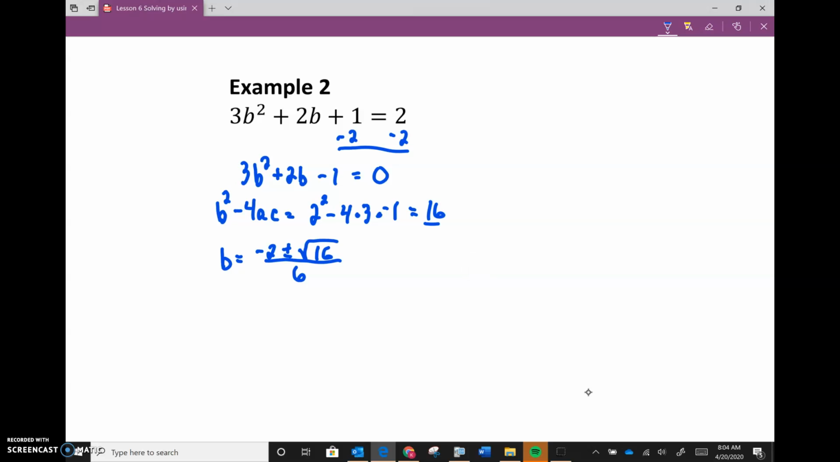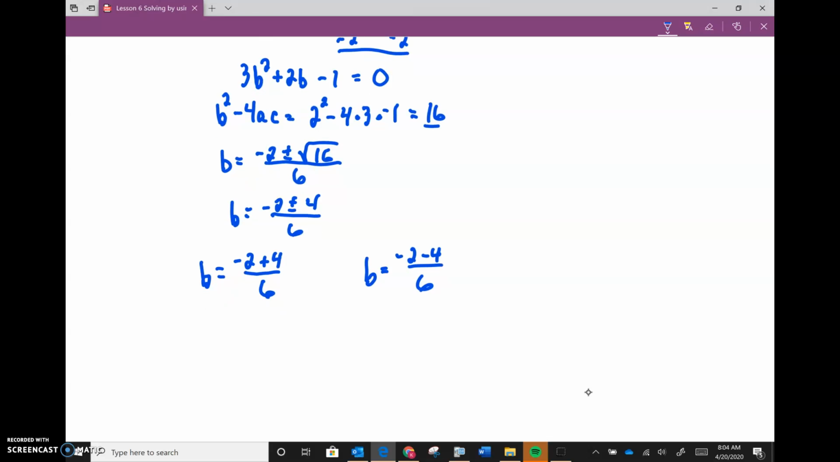Simplify our square root, well, we can do that. That is 4, all over 6. So again, that was a perfect square. Go ahead and write the 2 answers. So x is going to be equal to negative 2 plus 4 over 6, and then the other one will be negative 2 minus 4 over 6, and then simplify these.